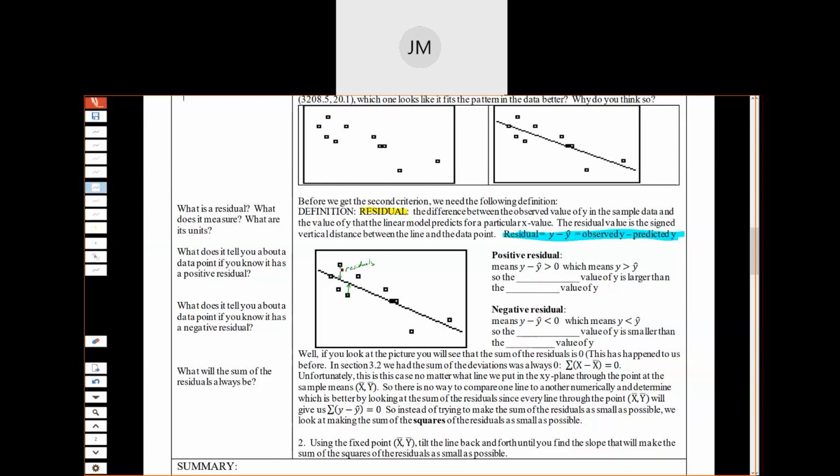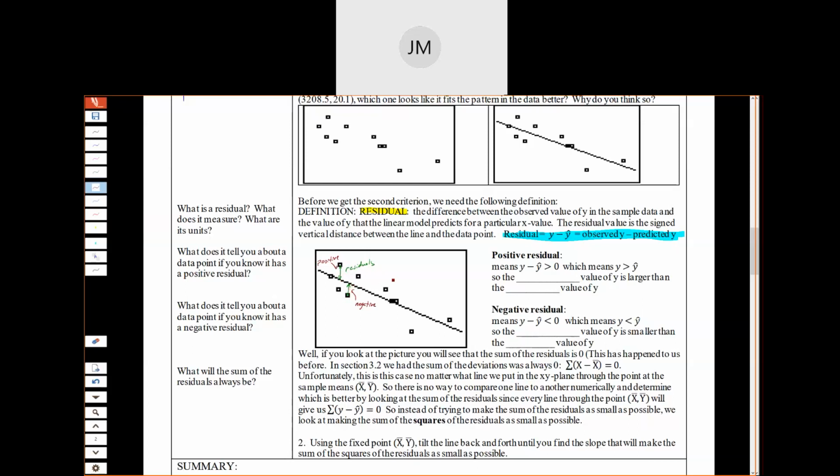Over here, I would have a positive residual. Over here, I would have a negative residual. Because here, if I subtract, my observed y is a bigger number than the y value on my line, so when I subtract, it'll be positive. If I subtract in the same order, if I have this point below the line and I subtract a bigger number, I'm going to get a negative.